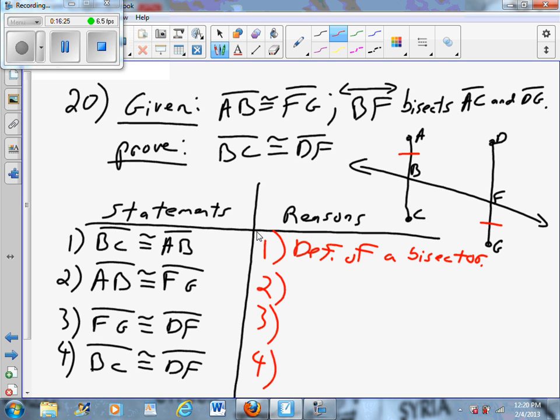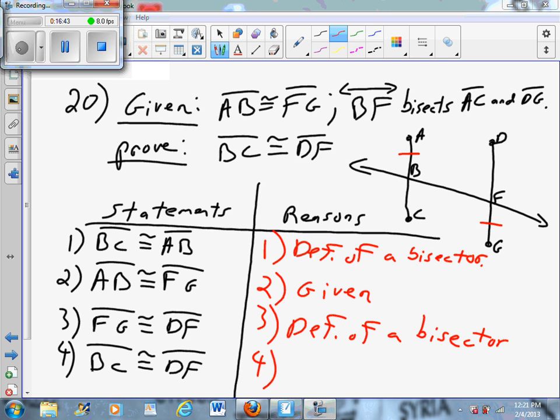Definition of a bisector. What about AB and FG? Given information, right? So don't burn too many brain cells on that one. Just look up at your given information. If you see a statement written down and wonder how to justify it, look up the given information.